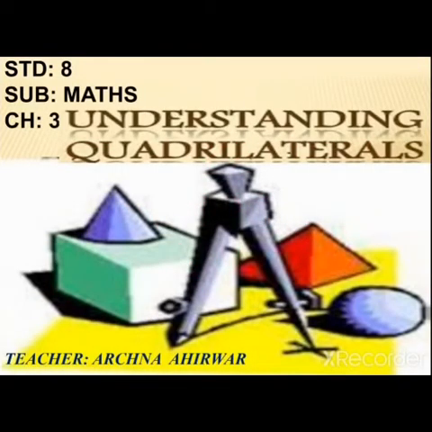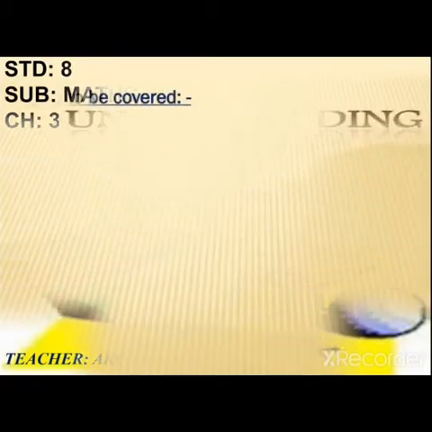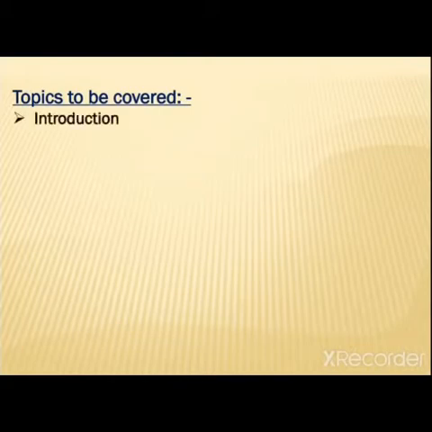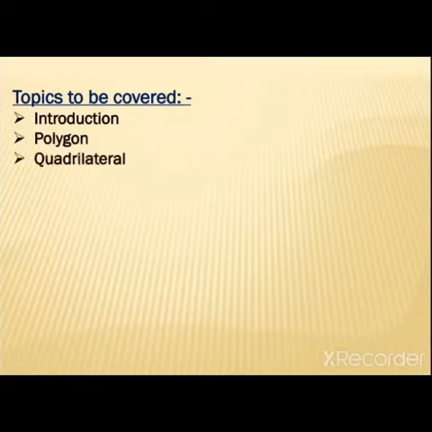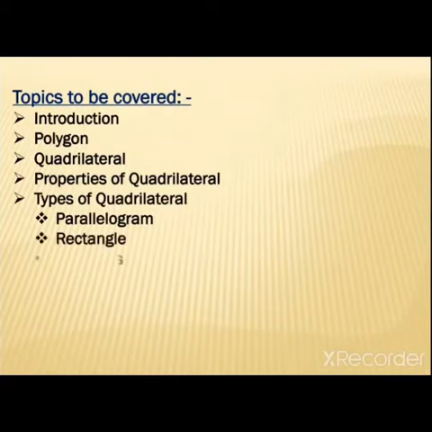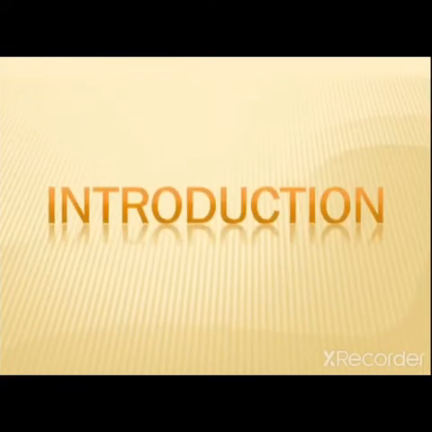Standard 8, Subject Maths, Chapter number 3, Understanding Quadrilaterals. Topics to be covered in this chapter are Introduction, then Polygon, then Quadrilateral, Properties of Quadrilateral, Types of Quadrilateral. In types of quadrilateral: parallelogram, rectangle, rhombus and square.